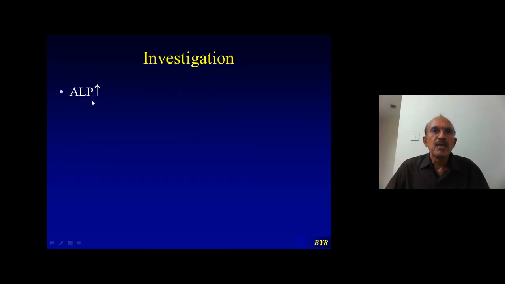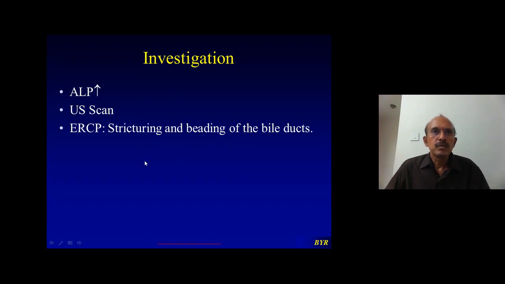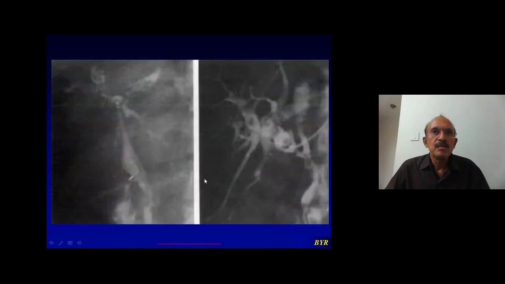Investigation: alkaline phosphatase is elevated. Ultrasound scan shows dilated ducts or constricted ducts. ERCP shows stricturing and beading of the bile ducts. So when you do ERCP, there are multiple places of strictures. The whole bile duct will be strictured.